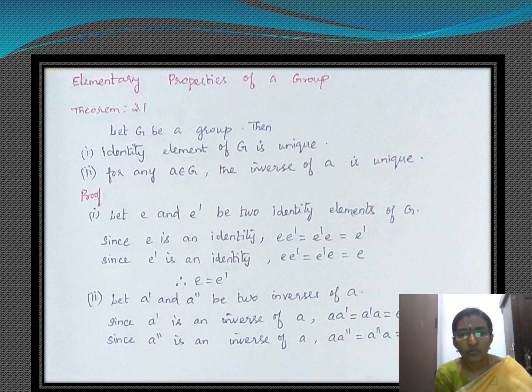Number 2. To prove number 2, for any A belonging to G, I am going to choose two inverse elements, that is A dash and A double dash are the two inverse elements for A. Suppose A dash is an inverse of A. Then from the definition of inverse, A dash A equals A A dash equals E. Suppose A double dash is an inverse of A. Then by the definition of inverse, A double dash A equals A A double dash equals E.